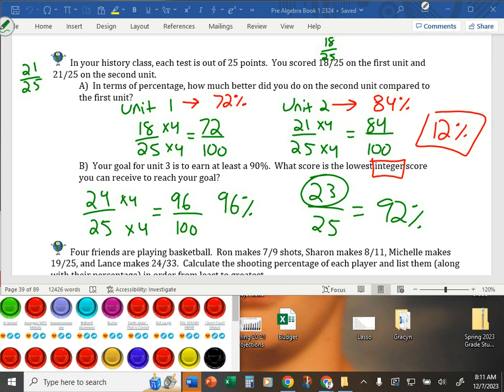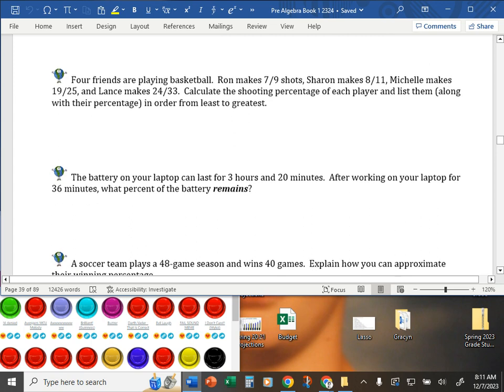And the rest of the page is very similar to this, right? If you're not converting a fraction to a percentage, you're doing something wrong. That's kind of what this whole point of CO20 is. So for the rest of the page, 4 friends are playing basketball. Ron makes 7 out of 9 shots. Sharon 8 of 11. Michelle makes 19 out of 25. And Lance is a ball hog and makes 24 out of 33. Calculate the shooting percentage of each player and list them from least to greatest.